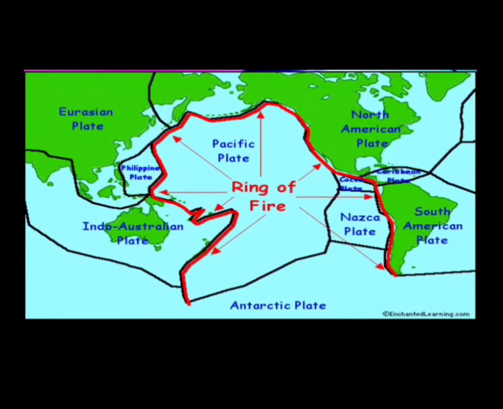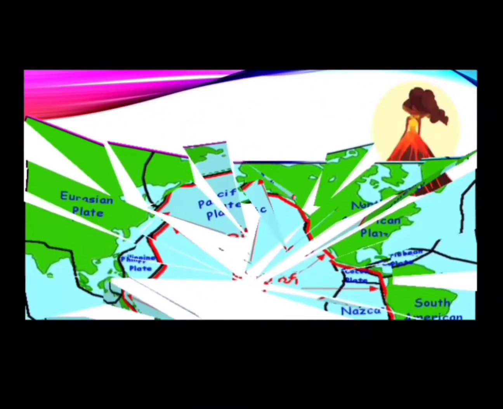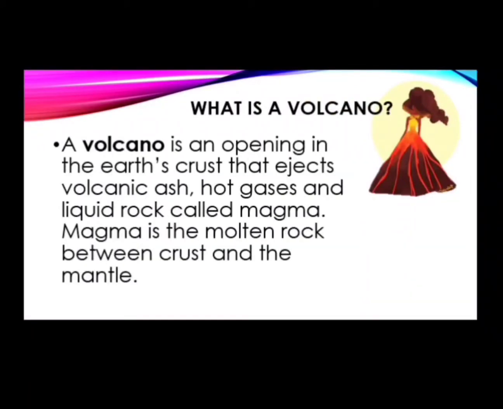The Philippines is located along the Ring of Fire. As a result, it is home to many volcanoes. What is a volcano? A volcano is an opening in the Earth's crust that ejects volcanic ash, hot gases, and liquid rock called magma. Magma is the molten rock between crust and mantle.